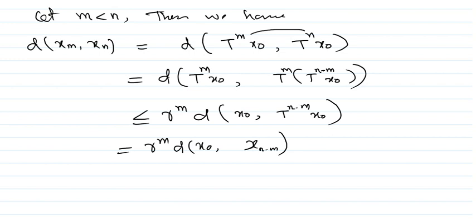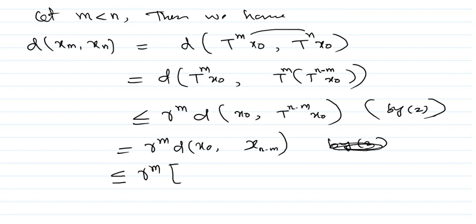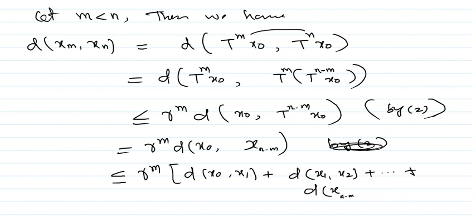Now let's apply the triangle inequality. Let's insert the points, say x1, x2, up to x_{n-m-1}. So you can see this is less or equal to r^m times, by the triangle inequality, the distance between x naught and x1, plus the distance between x1 and x2, plus so on and so forth, up to the distance between x_{n-m-1} and x_{n-m}. Okay, this is fine, I have applied the triangle inequality.